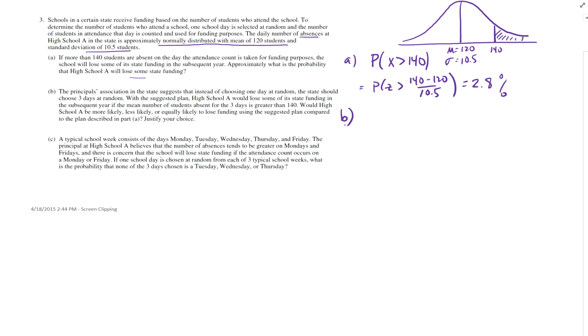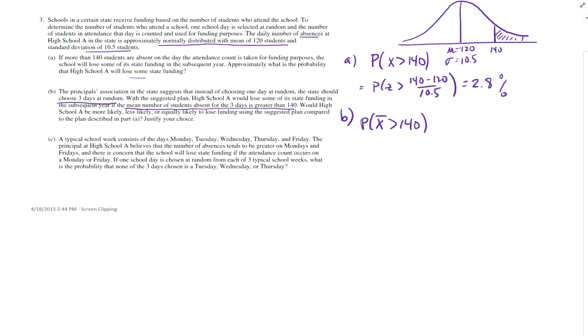The Principal Association says, hey, instead of choosing one day, let's choose 3 days at random. They will lose some funding in a subsequent year if the mean number of students absent for the 3 days is greater than 140. So we want to know the probability that X bar is greater than 140.